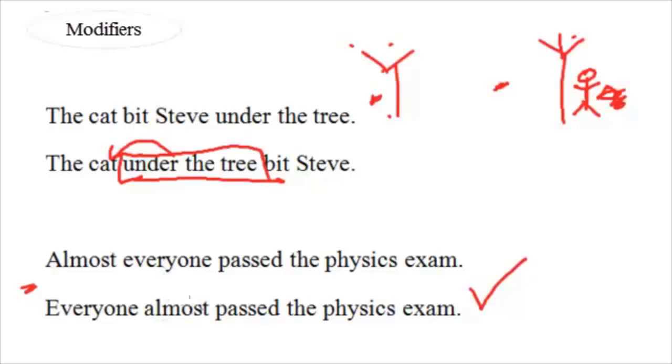Why? Because in the first sentence, almost is the modifier. Exam is the object, and physics could be a modifier. But in this case, this adverb almost is modifying which part? Is it modifying everyone or is it modifying passed? That's what you should ask. It's actually modifying everyone. So almost everyone passed the physics exam, meaning a couple people failed. But in the one on the bottom, everyone almost passed, this adverb almost is actually modifying passed. It says everyone almost passed, meaning they all failed.